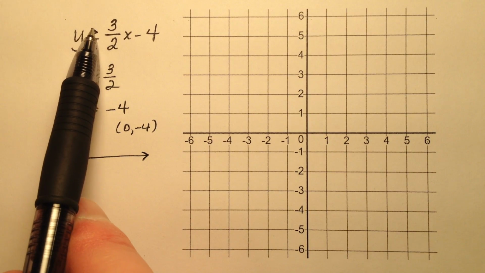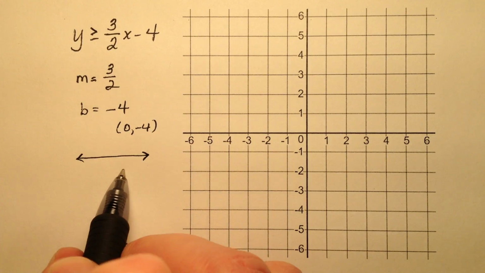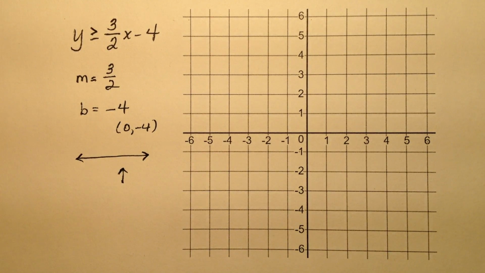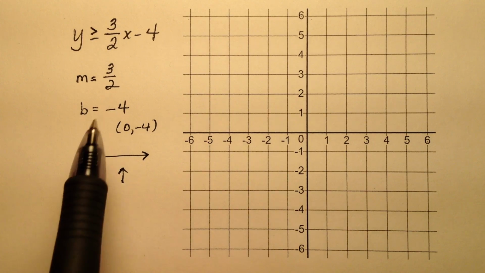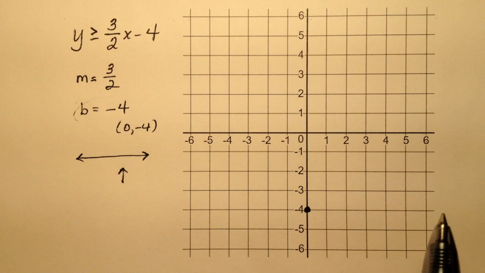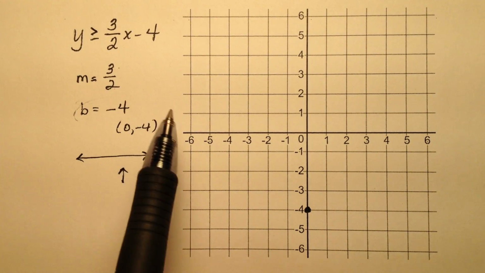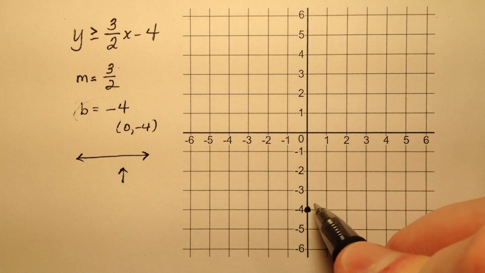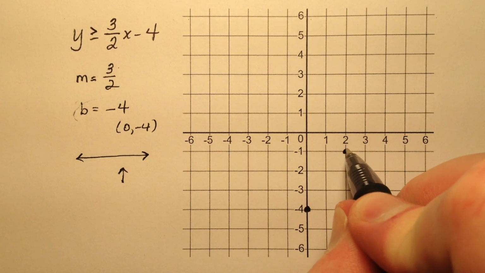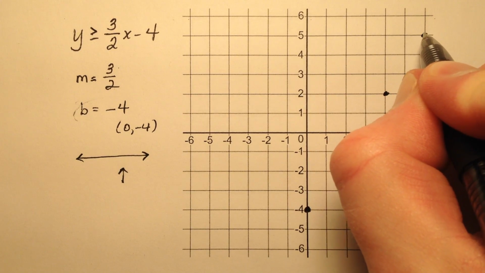And then it's y is greater than or equal to, so I know I'm going to shade above my solid line. So let's go ahead and get going graphing this. I'm going to start at (0, -4) for my y-intercept. And I'm going to use my slope 3/2, or rise over run, to plot some additional points. Up 3, over 2; up 3, over 2. It looks like I'm going to do it one more time.